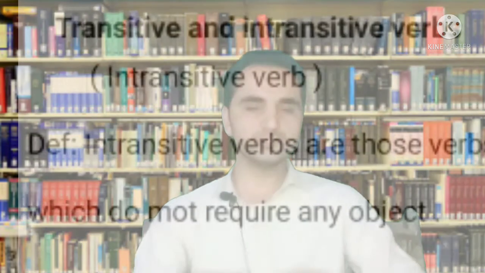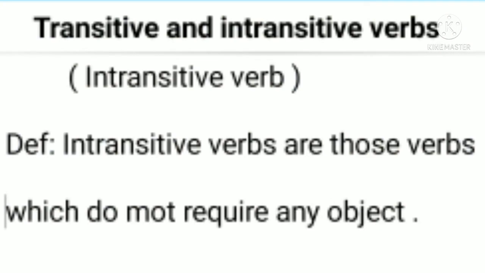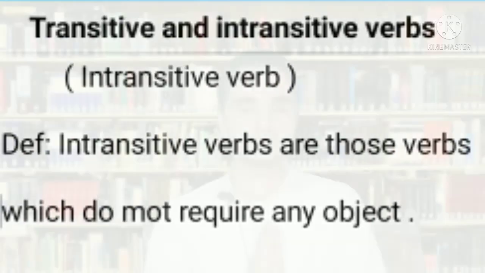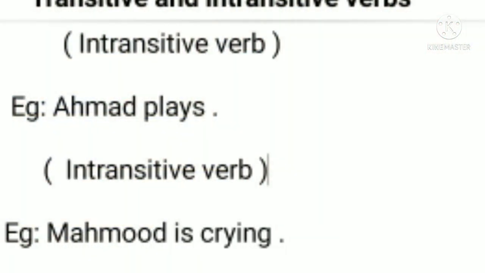Now let's move towards the intransitive verbs. What are intransitive verbs? Intransitive verbs are those verbs which do not require any object, right? It is the opposite of transitive verbs. For example, if I say Waqar plays, so what does Waqar play? Here we do not have any object right after the verb, that verb is plays.